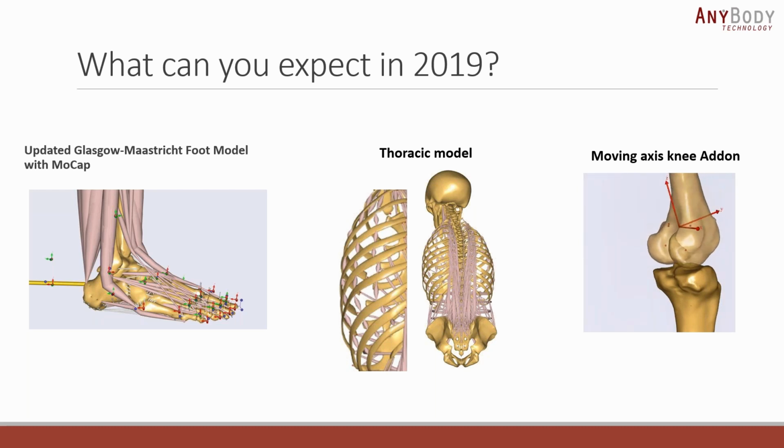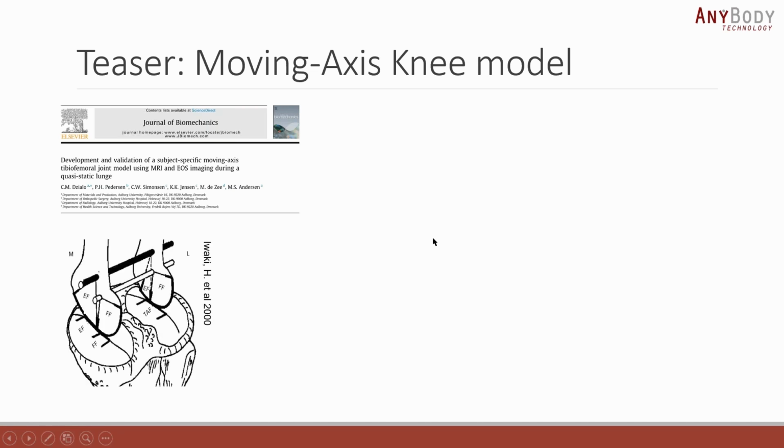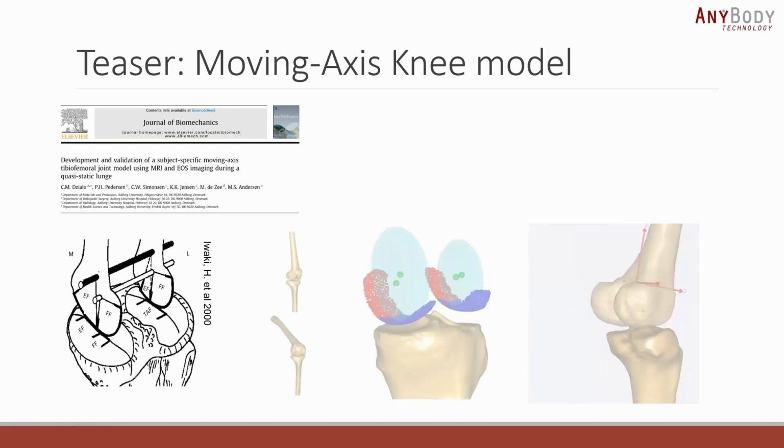So Christine, maybe you can tell us a little bit more about this moving axis knee add-on. Okay, sure. This was a huge chunk of my PhD, and what we developed were moving axes for the patellofemoral joint and also the tibiofemoral joint of the knee. Right now, in this paper, it's just the tibiofemoral. The concept behind it is that the curvature radius of the femoral condyles changes depending on whether the knee is in full extension or full flexion.